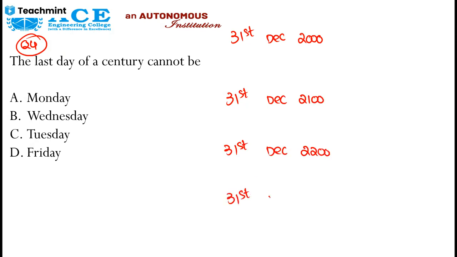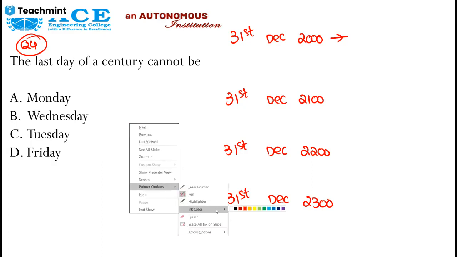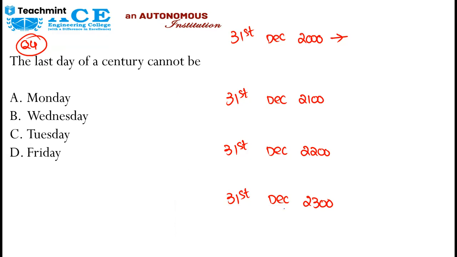31st December 2000. This is the last day of the century year. 2000 is a century year, last day, century year. And so on, this is 2300. Now, kindly solve. And here 2000 belongs to 21st century as per our code. 2100 will come under 22nd century as per our code. What's the day? 31st December 2000 is what day? 2100, 2200, 2300 I want.